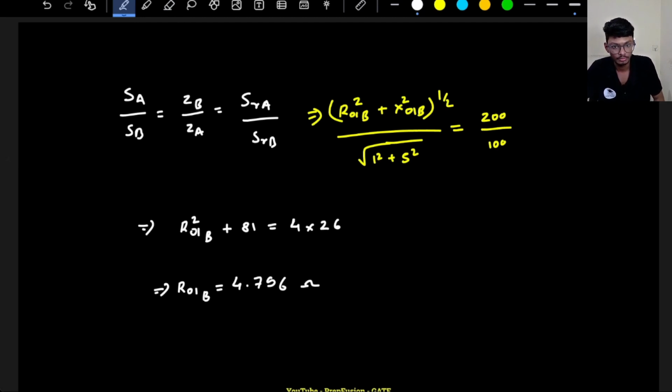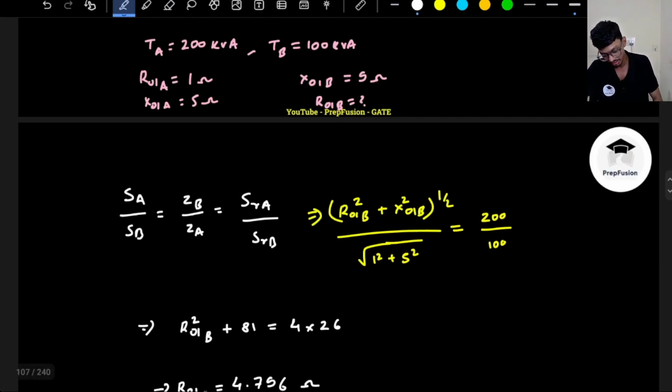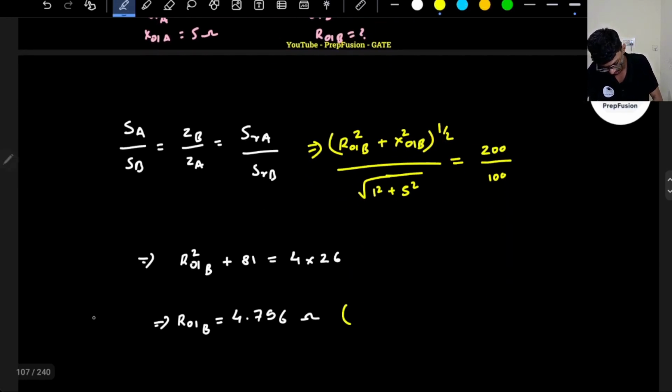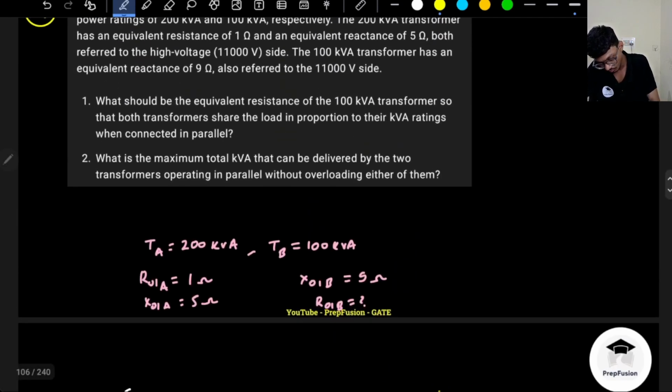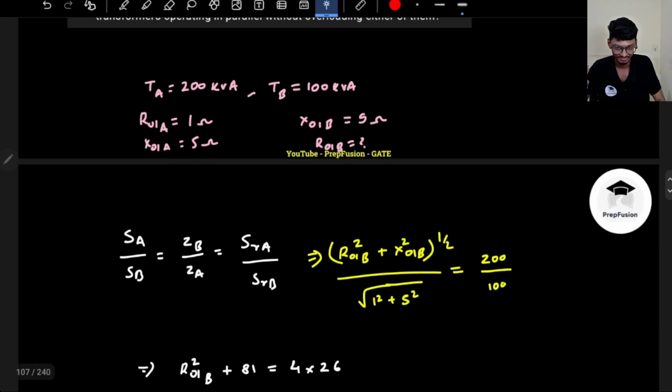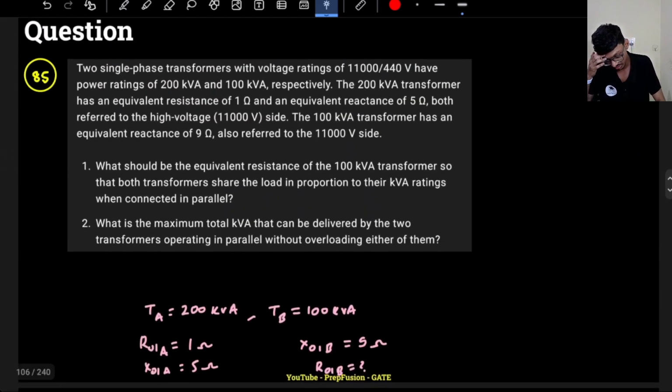This value has to match, then only they will share the load proportionally. So this will be the first answer of the first part. Next part, what are they asking? What is the maximum total kVA that can be delivered by the two transformers operating in parallel without overloading? Again the same thing we have to apply. We have to find out the drop basically.